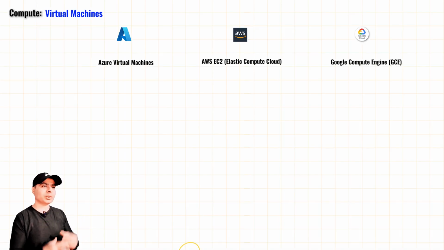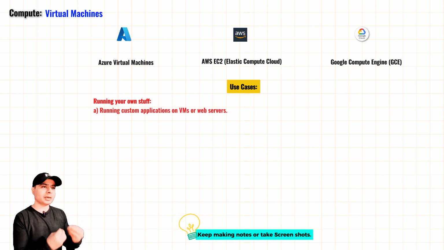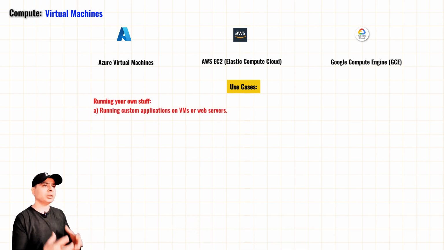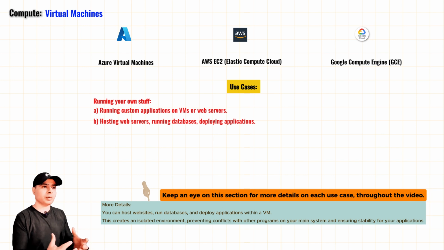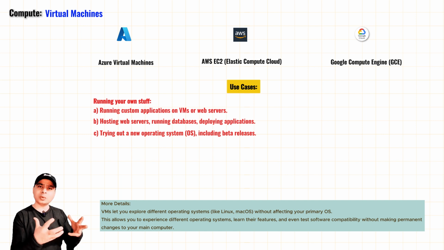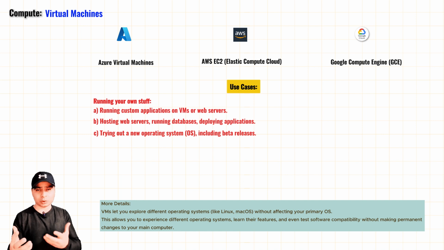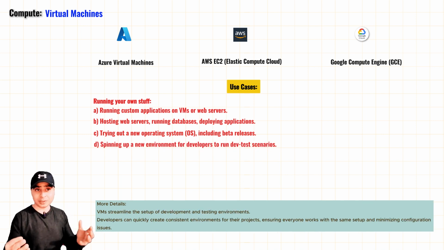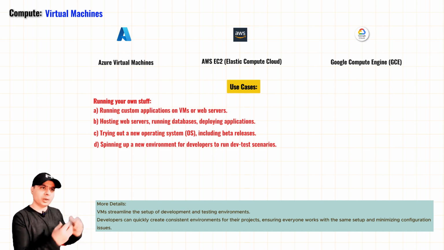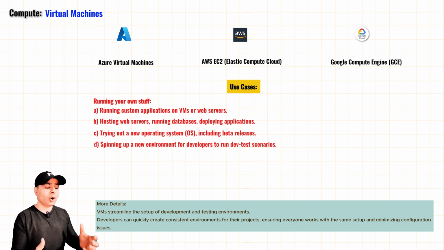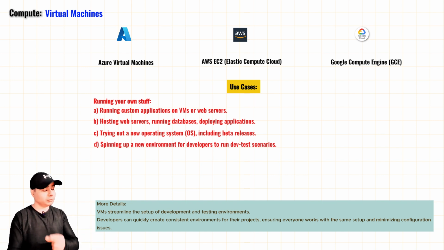Here I would like to start with a very important use case, and that is running custom applications on virtual machines and web servers. Secondly, hosting web servers, running databases and deploying applications. Third, in case you really want to try a new operating system or beta releases of applications or software, virtual machines are your best choice. And number 4, in case you really want to spin up a new environment to make a quick platform or play area for developers or to run testing, then virtual machines are a very good choice.